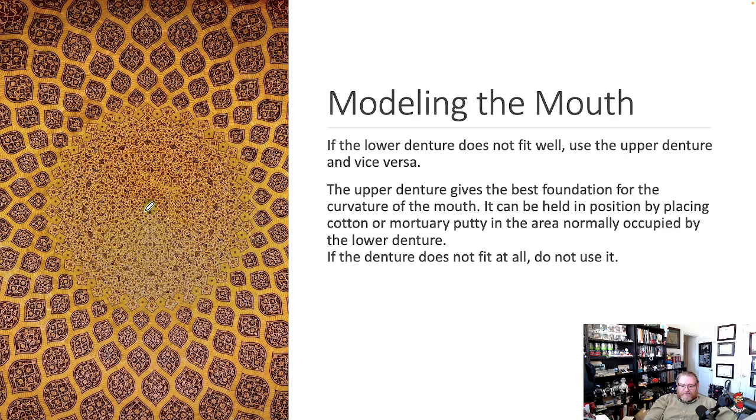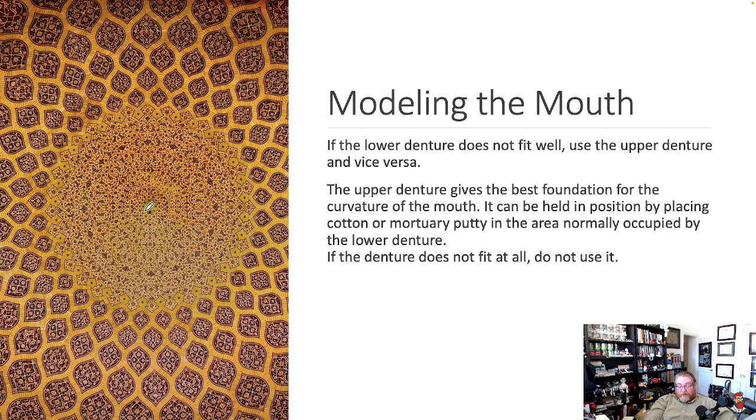If the denture does not fit well, use the upper denture and vice versa. Use what you can. The upper denture gives the best foundation for the curvature of the mouth. It can be held in position by placing cotton or mortuary putty in the area normally occupied by the lower denture. Fancy way of saying, get the upper denture in and then fill the bottom half of the mouth with whatever you can to keep the denture from falling out.